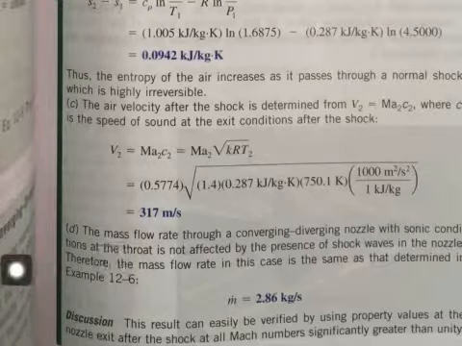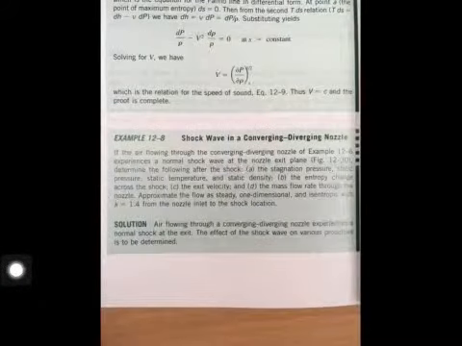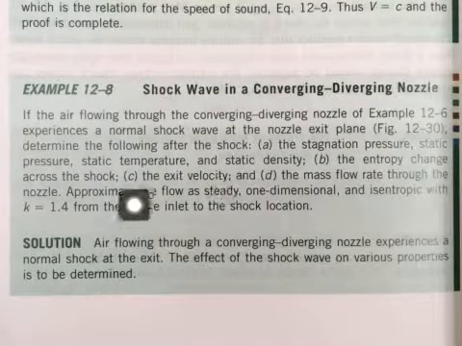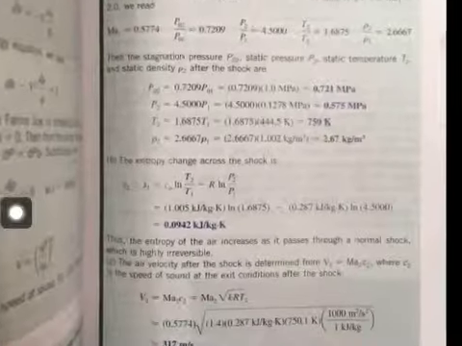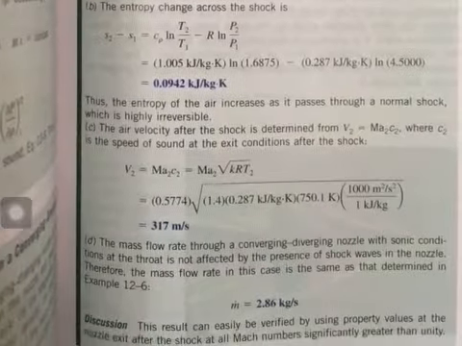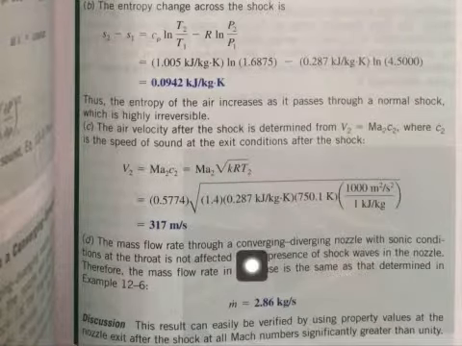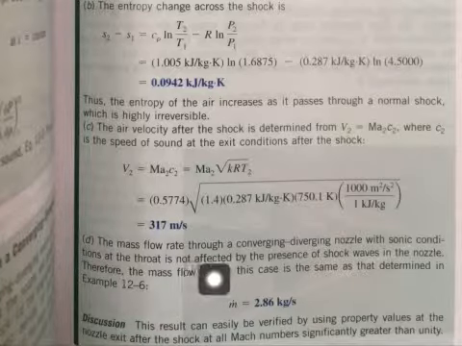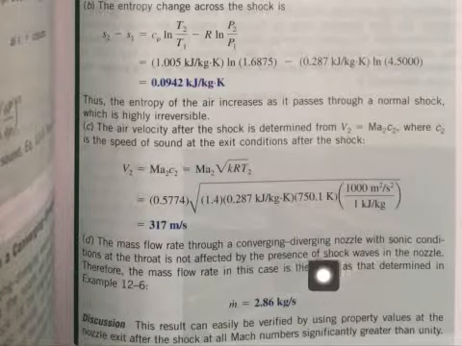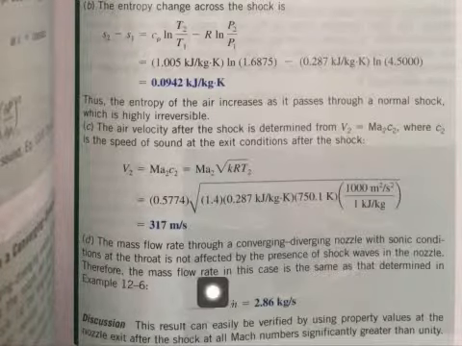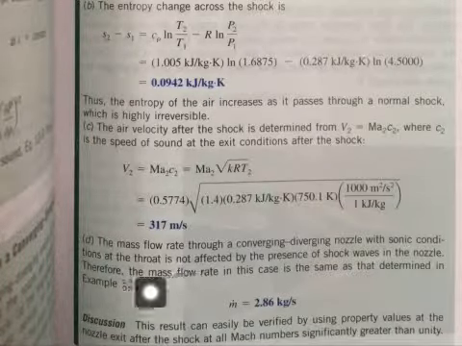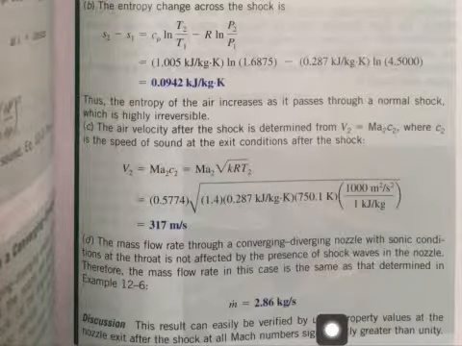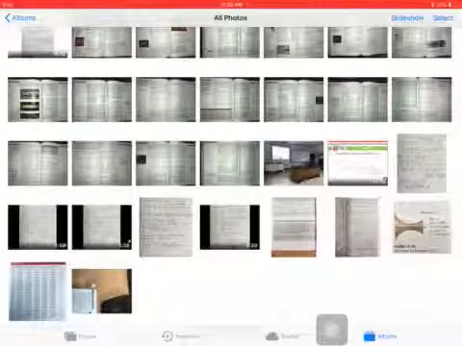And finally, the last question is the mass flow rate through the nozzle, D. The mass flow rate through a converging and diverging nozzle with sonic condition at the throat is not affected by the presence of a shock wave in the nozzle. Therefore, the mass flow rate in this case is the same as determined in example 12.6. So it's not changing, it's the same. Okay, we finish with the example.